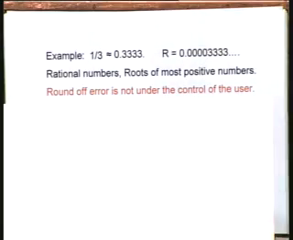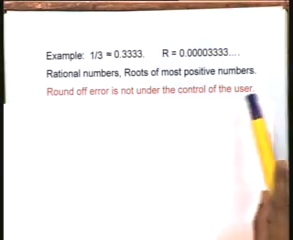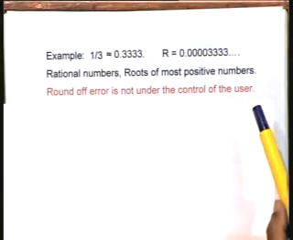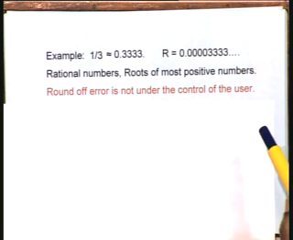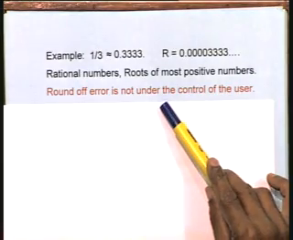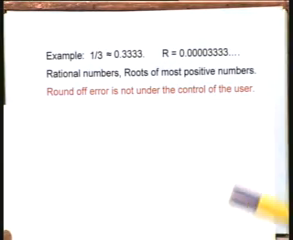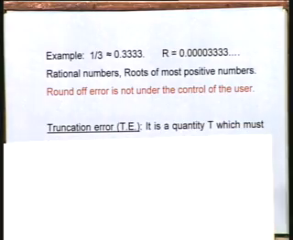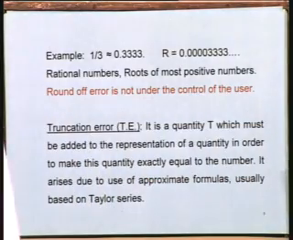Round off error is always there in any computation, and round off error is not under the control of the user. What we mean is, when we go to the computer and we are putting these numbers on the computer, the round off error is not under our control. I will discuss this a little bit more later. The other thing is the truncation error.